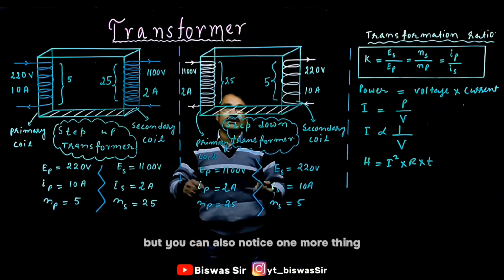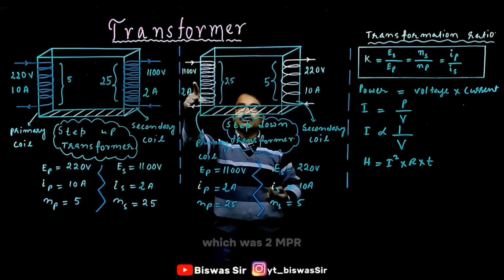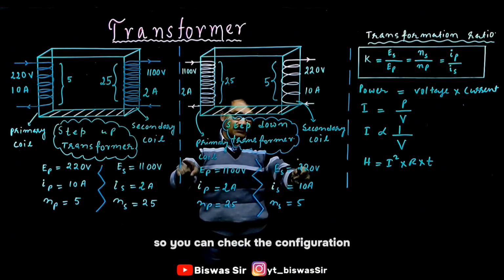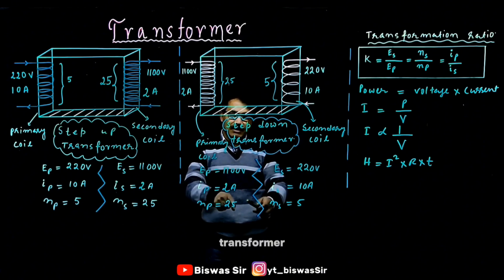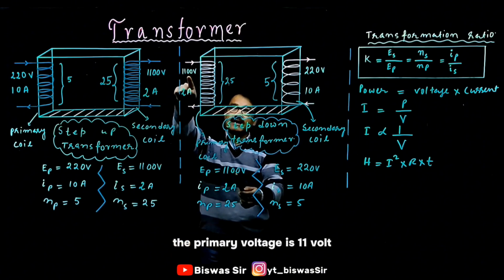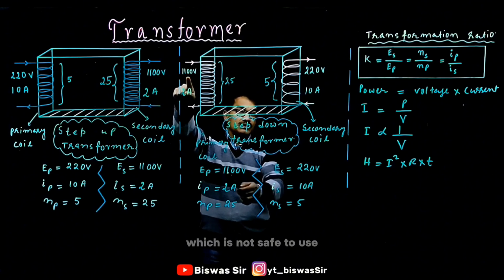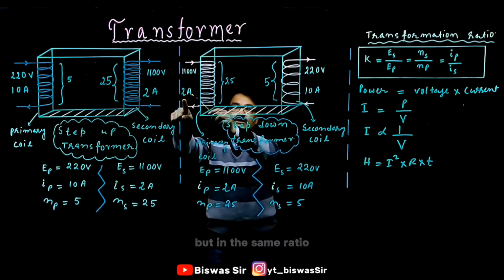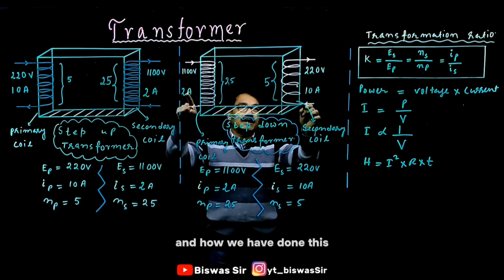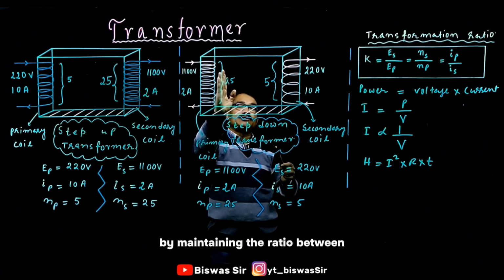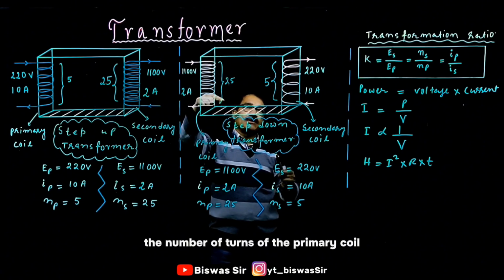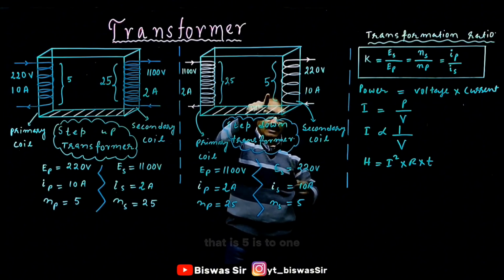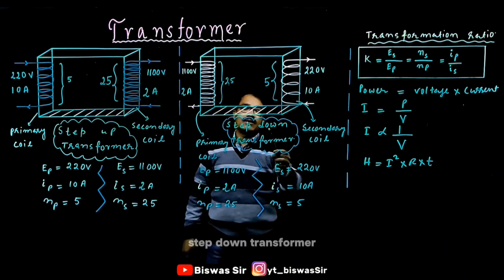But you can also notice one more thing, that the current which was 2 ampere has now again increased to 10 ampere. So you can check the configuration of a step down transformer. The primary voltage is 1100 volt, which is not safe to use. So I have reduced it to 220 volt, but in the same ratio the current has increased. And how have we done this? By maintaining the ratio between the number of turns of the primary coil to the number of turns of the secondary coil, that is 5:1. So this configuration is for a step down transformer.